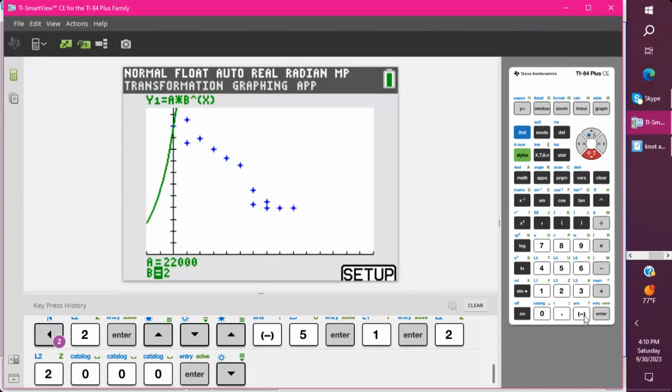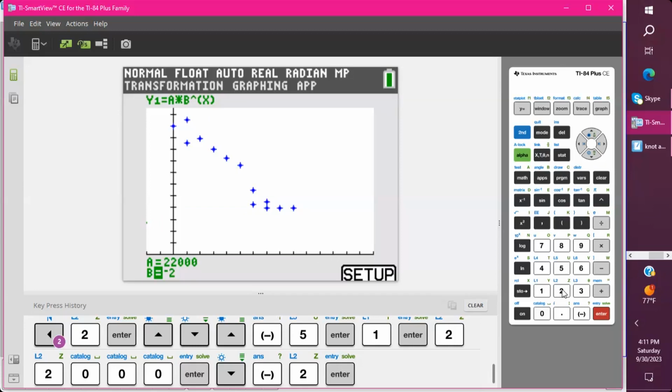So I'm going to type in a -2 for my B value. Well, again, it disappears. And keep in mind, what a negative value does is reflect things over the x-axis. So I've switched from my exponential being in quadrant 1 and 2 to my exponential being in quadrant 3 and 4.